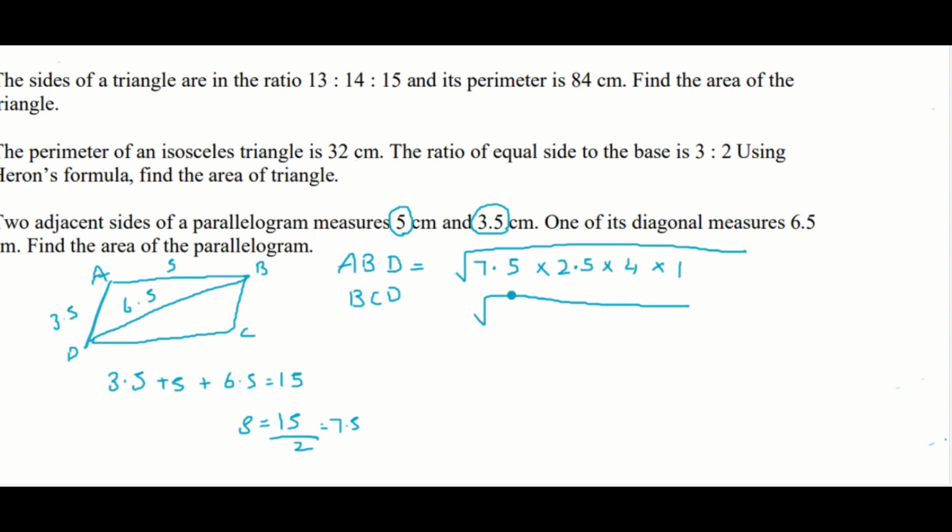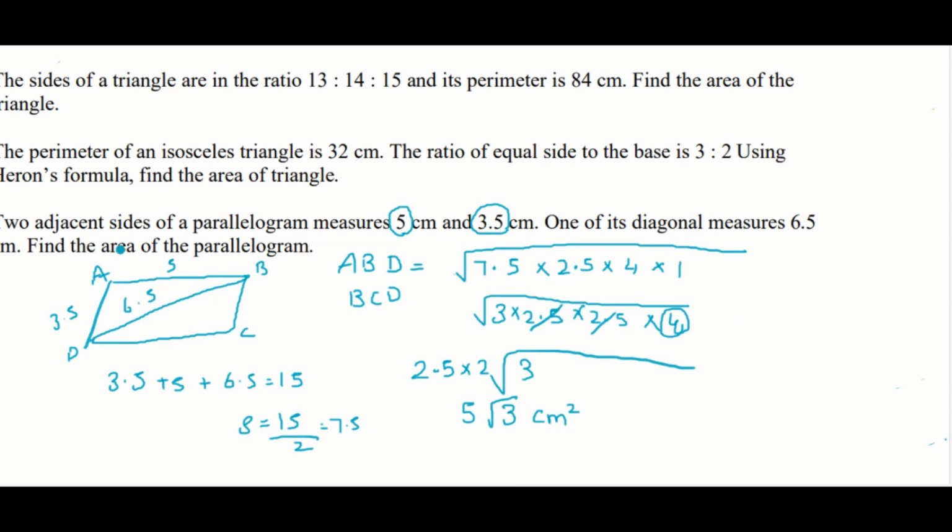And now 7.5, we can write it as 3 into 2.5, which is equal to 7.5. And 2.5 is the next number, next 4 is there. So let's remove from the square root symbol here. 2.5 and 2.5, we can take it as one 2.5. And square root of 4 is 2. And 3 remains inside the square root. Let's write 2.5 into 2, it's 5. So 5 root 3 is the area of the triangle ABD.